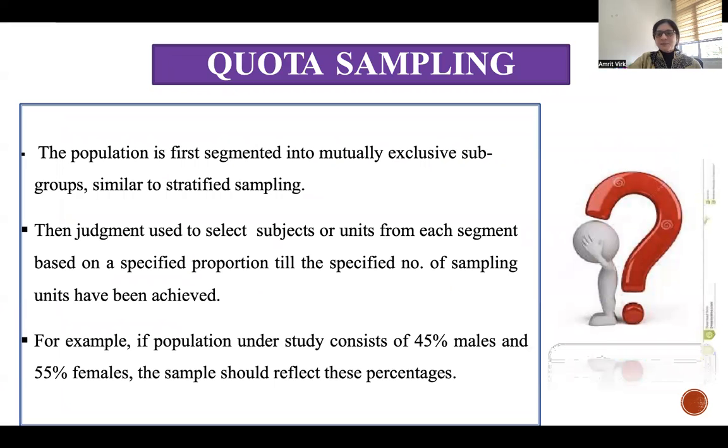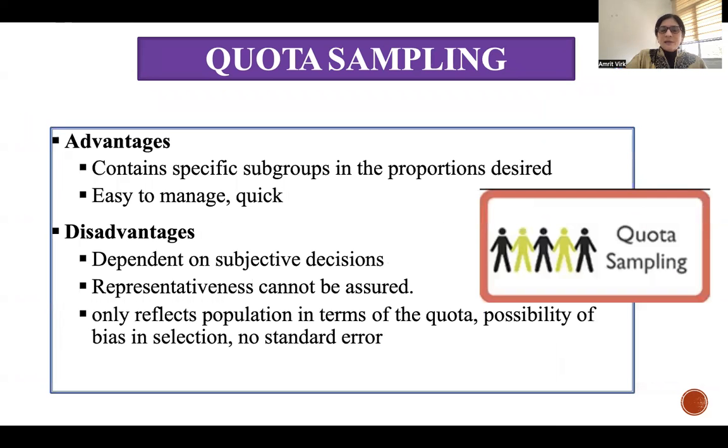In non-probability sampling, we have quota sampling, in which the population is segmented into mutually exclusive subgroups, which is similar to stratified sampling. Then judgment is used to select the subjects or units from each of these segments based on a specific proportion, till the specified number of sampling units has been achieved. For example, if a population under study consists of 45% males and 55% females, the sample should reflect these proportions. That is quota sampling.